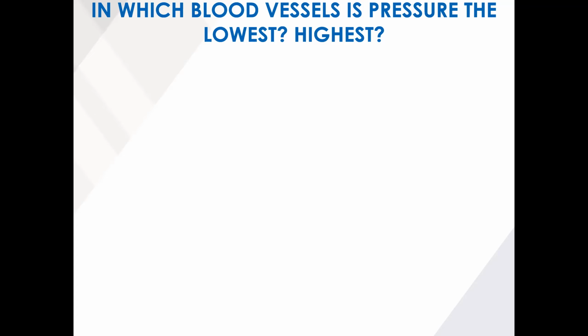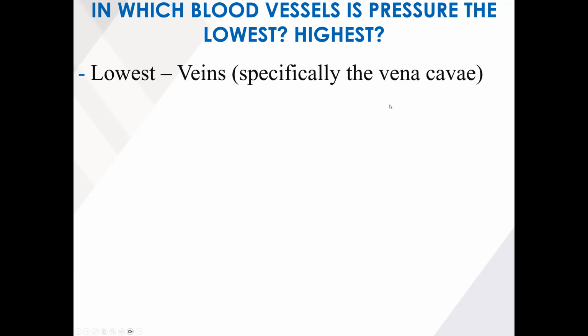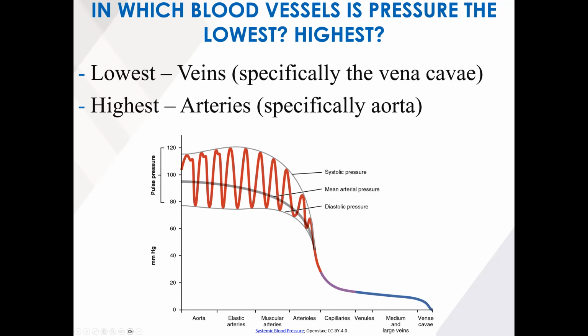Yeah, so it's going to be highest in the arteries and it's going to be lowest in the veins. And that makes sense because where is the pressure generated? It's generated at the heart, right? And everything has to go from high pressure, which is going to be the beginning of this graph, to low pressure, which is the end of this graph, because we're going back to the heart. This is the circulatory system, right? So everything's going from high to low.